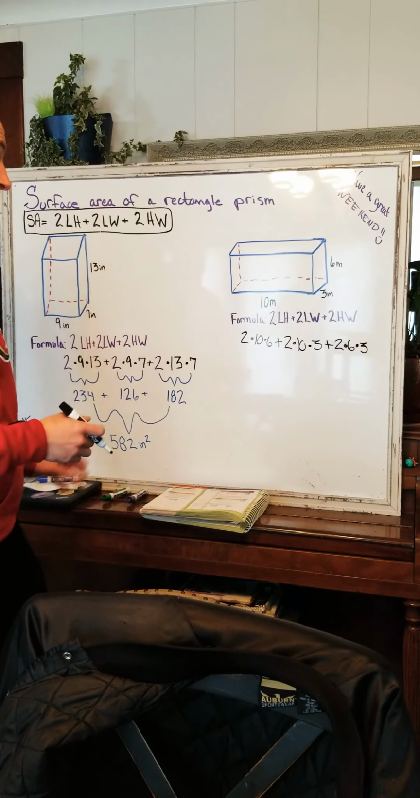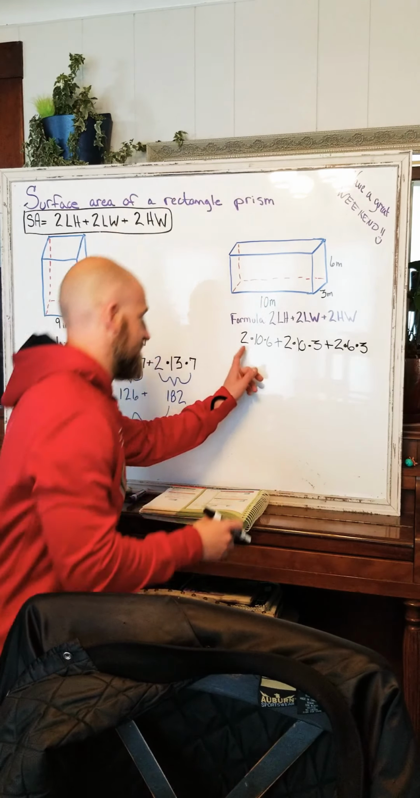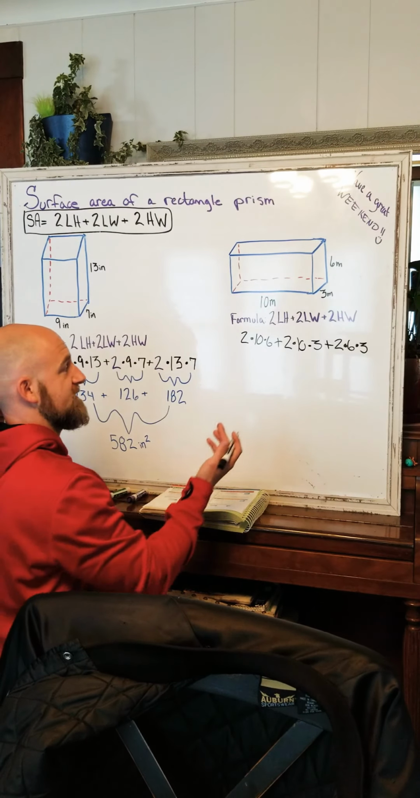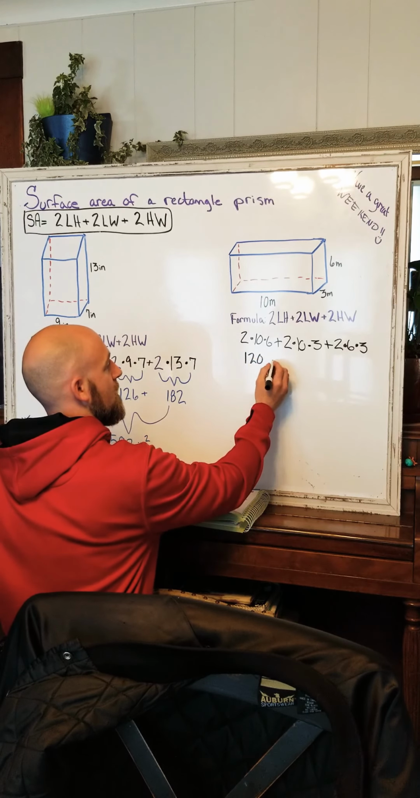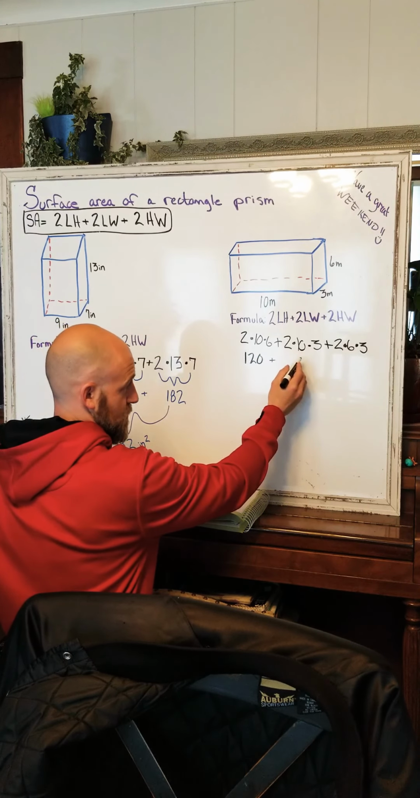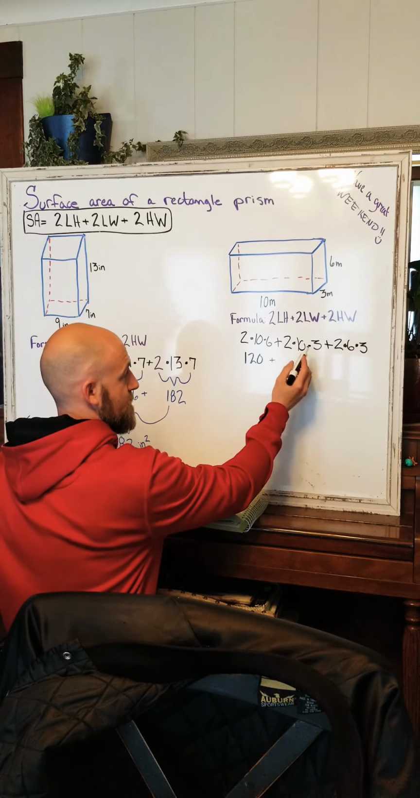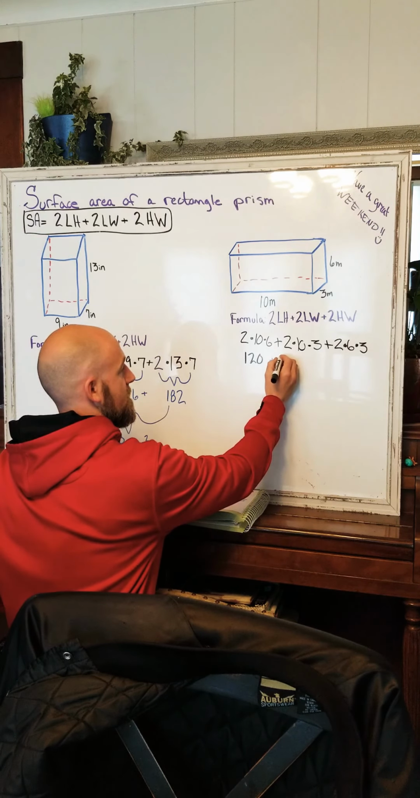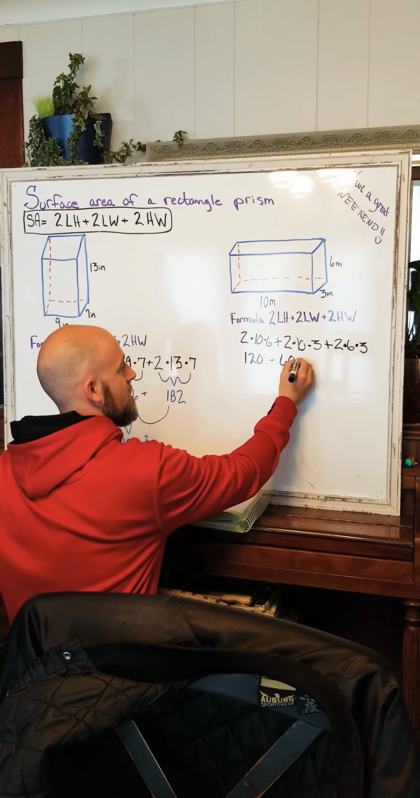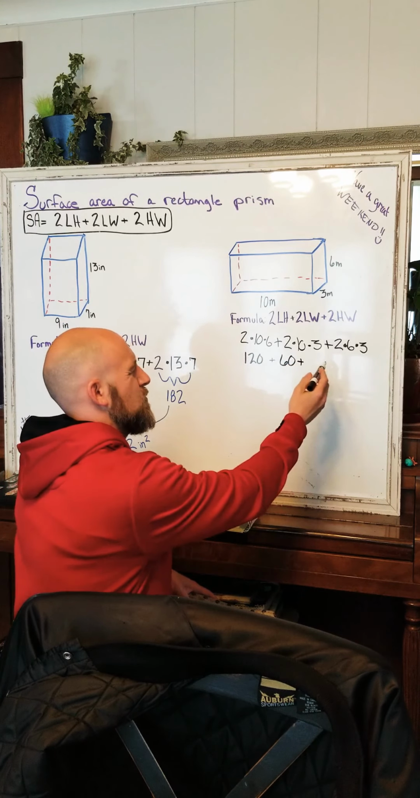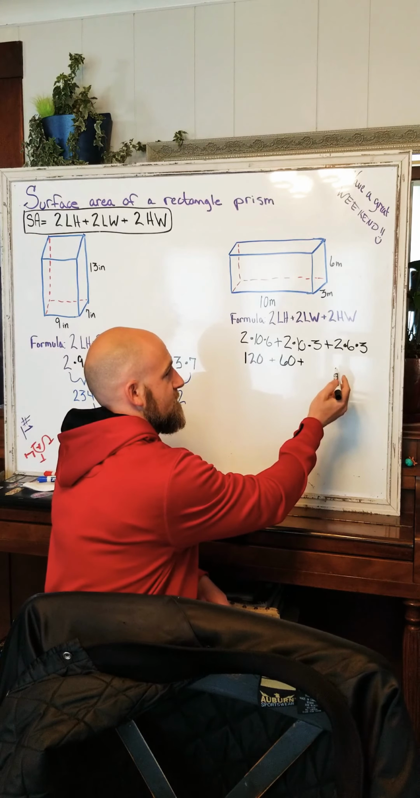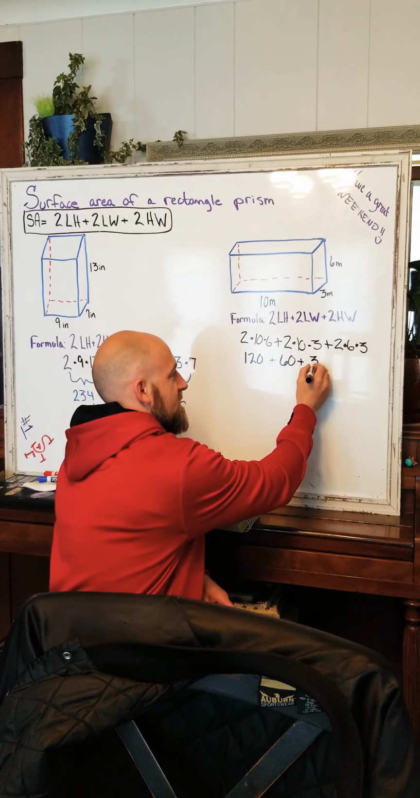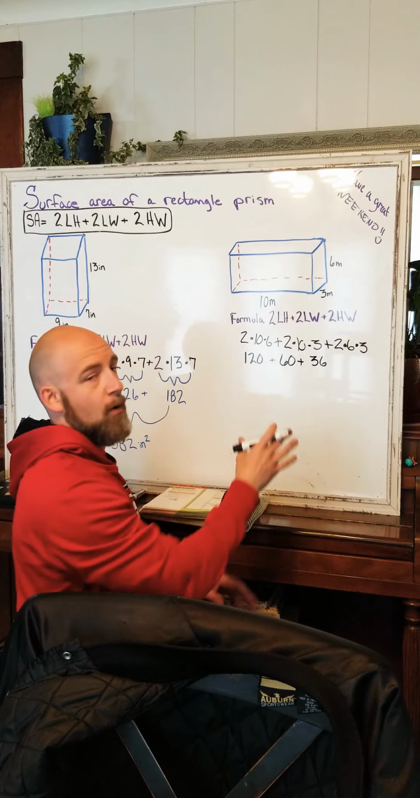Alright, so we're going to multiply these all together. So we have 2 times 10 is 20. 6 times 20 is 120. Plus 2 times 10 is 20 again, times 3 is 60. Plus 2 times 6 is 12, times 3 is 36. So we're going to add all of these together.